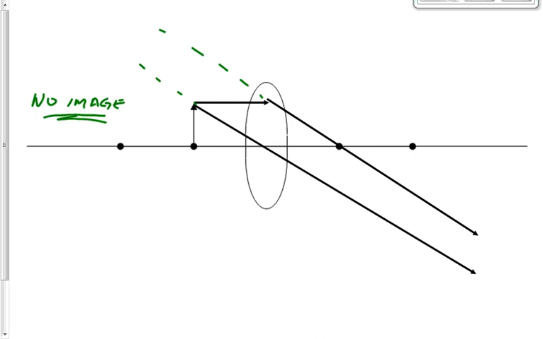Is a converging mirror a magnifying glass? No, because a magnifying glass would have to be a lens. Although you can magnify with a converging mirror, it's just not very practical sometimes. Depends on the circumstances.